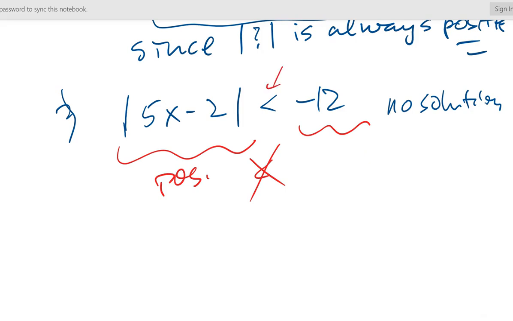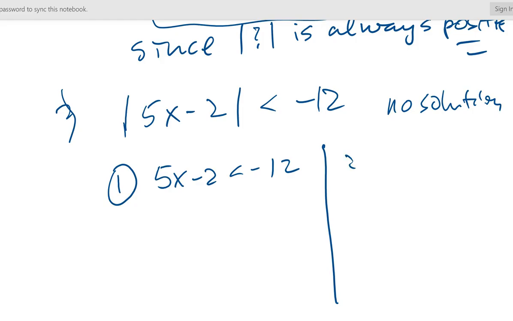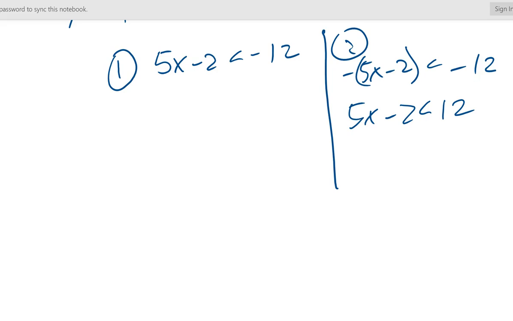So what if you don't notice it on the test, though? Well, you would just do the same stuff we did before with the cases. You do case 1, 5x minus 2 is less than negative 12, and then case 2, negative 5x minus 2 is less than negative 12. I'm showing you that you can basically do it the same way every time. You don't even have to look out for these crazy cases.